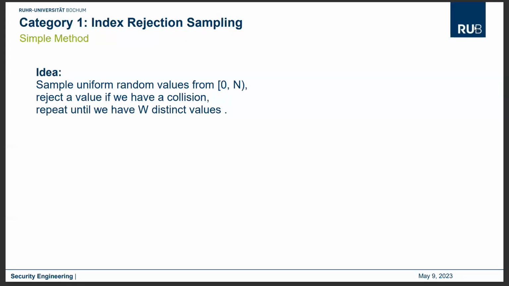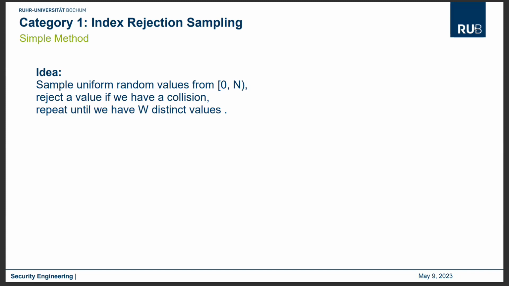So let's jump into these categories. Rejection sampling is probably the most straightforward solution for this problem. The idea here is that we sample uniform random values from 0 to n and reject a value if we have a collision. So if we already sampled the value before, we just repeat this until we have W distinct values. Obviously, this is not seed secure, so this would leak the seed or the randomness that we are using, because it determines how many iterations we have to do.